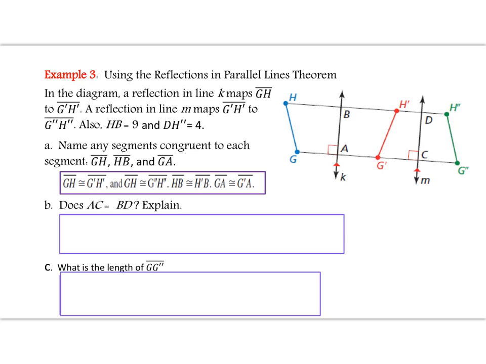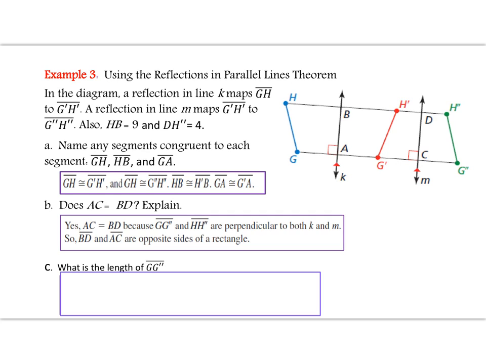So we can say that the segment GH is congruent to segment G prime H prime, and GH is congruent to G double prime H double prime. HB is congruent to H prime B prime, just H prime B, and then segment GA is congruent to segment G prime A. Next question, does AC equal BD? Explain.